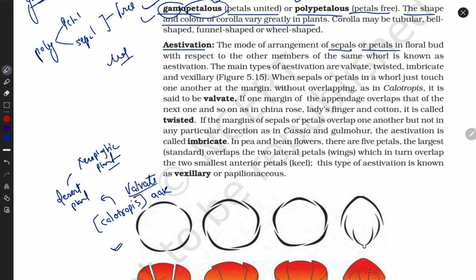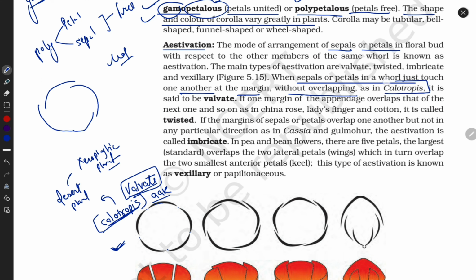Sepals and petals arrangement. Look at here. They just touch at the margin. That's it, at the margin point. But they don't overlap each other. This arrangement shown by calotropis is called valvate. Sepals and petals in a whorl just touch one another at the margin without overlapping. Example is calotropis, and that is the orientation of valvate.